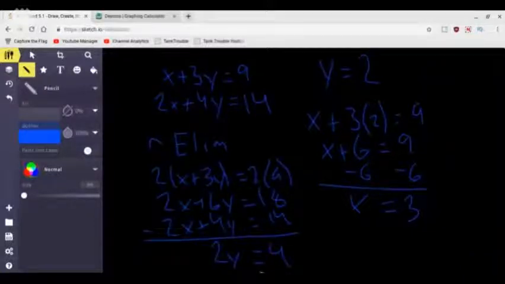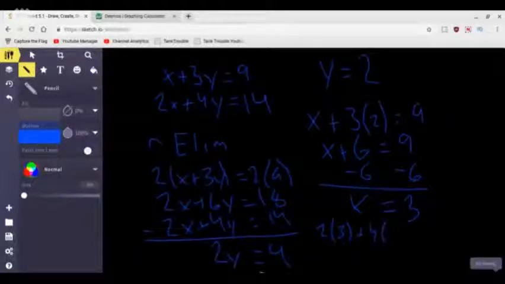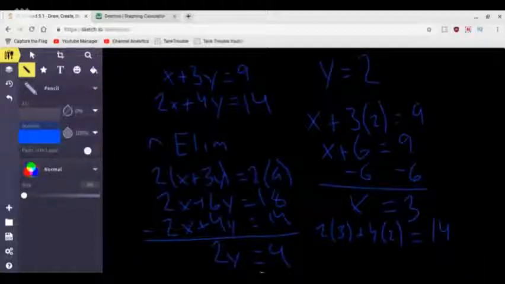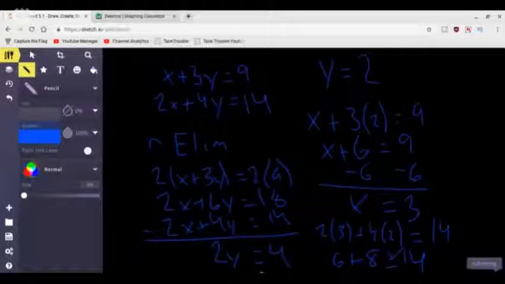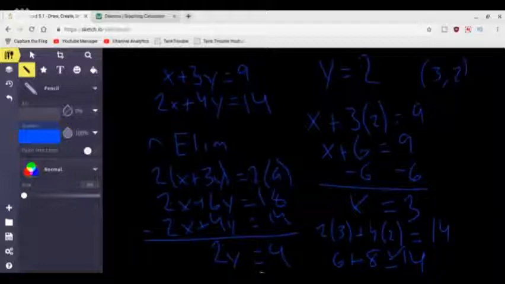Now to check this, we've already checked it with 1. Let's check it with the other. So you get 2 times 3 plus 4 times 2, again just substituting this in, equals 14. If you simplify it, 6 plus 8 equals 14. And this is a true statement. So now we know that this is our solution. 3, 2. But I'm going to show you a different way to do this.